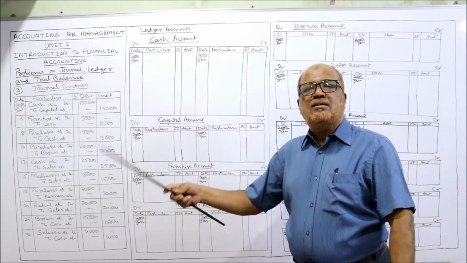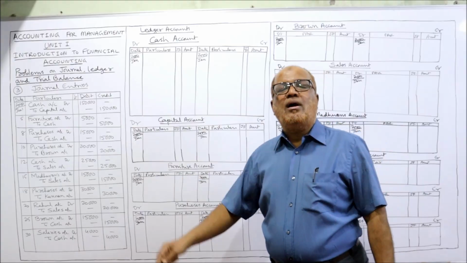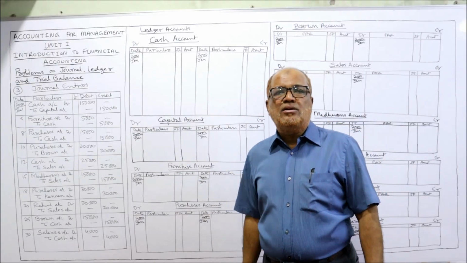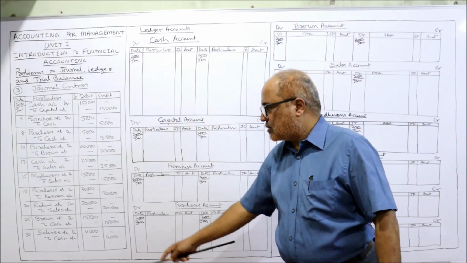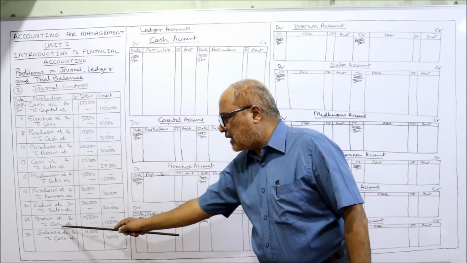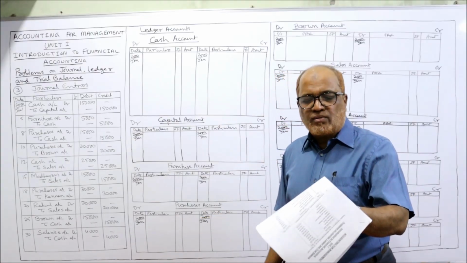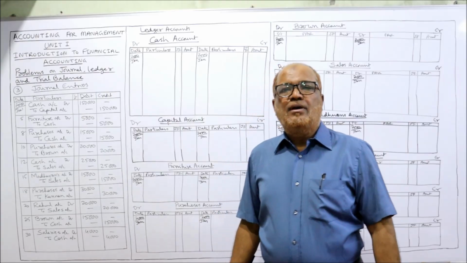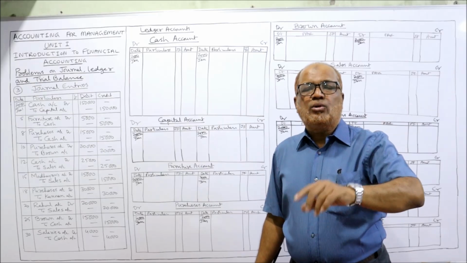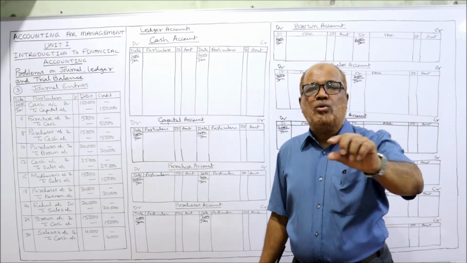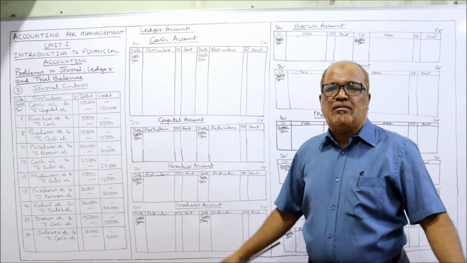Next one is paid cash to Brown. We are paying cash, so cash is going out and cash should be credited. Who is the receiver? Brown. So Brown account debit to cash account 15,000, being the cash paid to Brown. Last one, salaries paid. When we pay salaries, cash is going out, so cash should be credited. The entry will be salaries account debit to cash, being salaries paid.